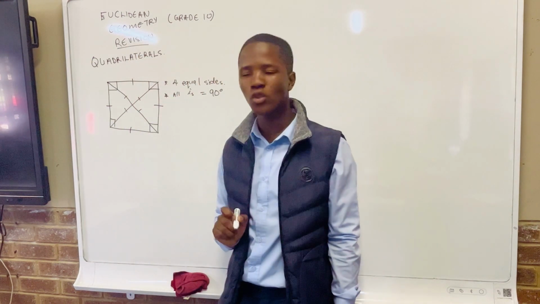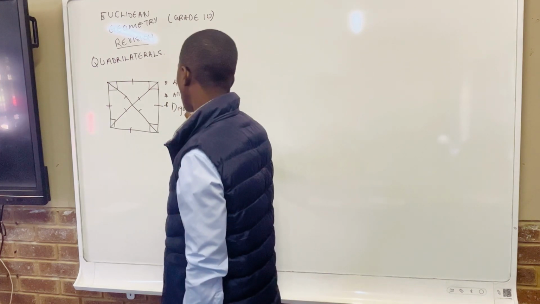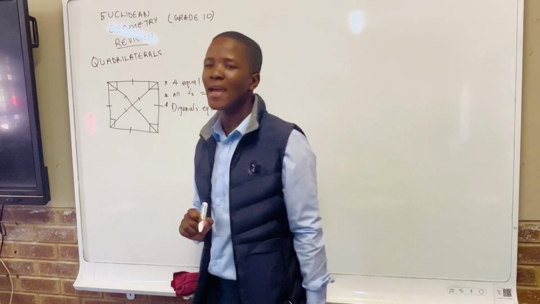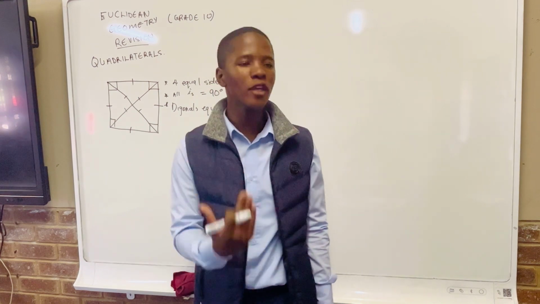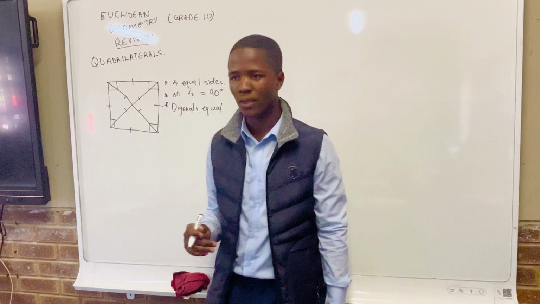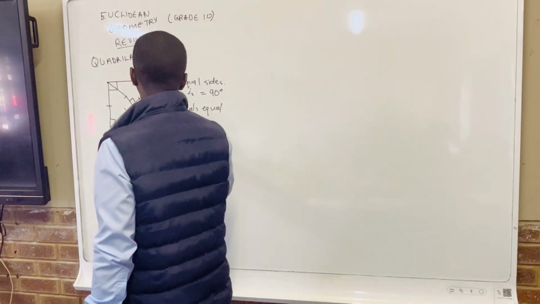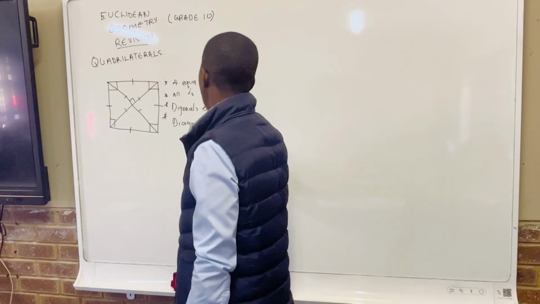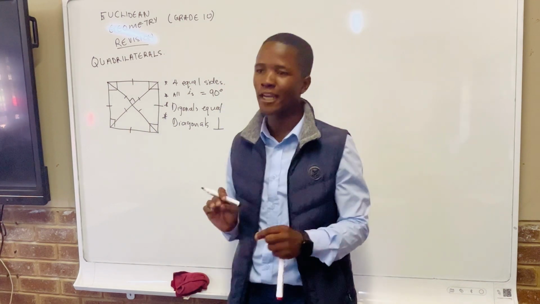One thing that you also need to take note of is that your diagonals are equal, and they are going to be perpendicular to each other. By perpendicular, I mean they cut each other at 90 degrees, right? So diagonals are also perpendicular to each other, which means they cut each other at 90 degrees.